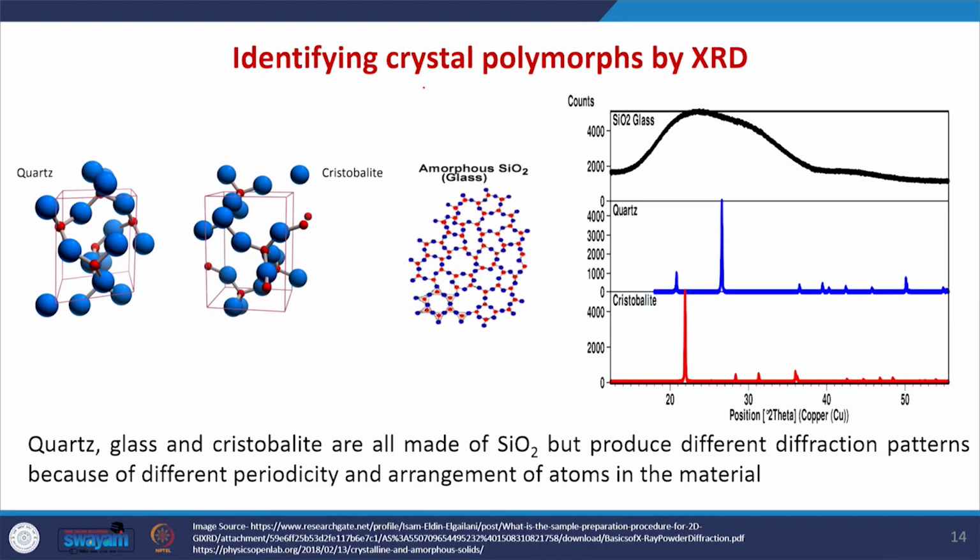So, from this slide you can understand how crystal polymorphs can be identified by XRD. You can see that quartz, cristobalite and amorphous SiO2 are all made up of SiO2, but produce different diffraction patterns because of different periodicity and arrangement of atoms in the material. From this picture you can understand that SiO2 is amorphous in nature, so there are no peaks, whereas in the case of quartz and cristobalite you can see peaks, but the positions of the peaks are different. So, based on that we can identify the polymorphs of the crystal.